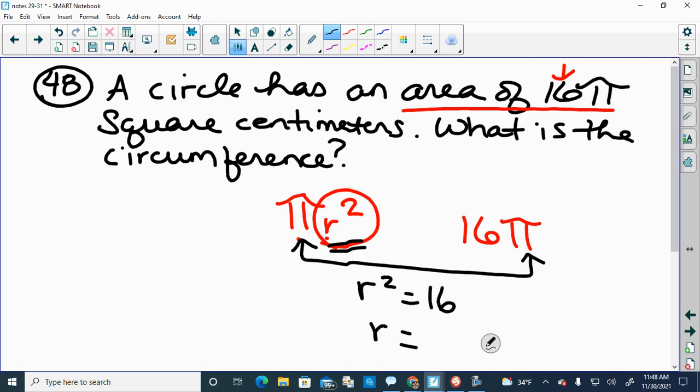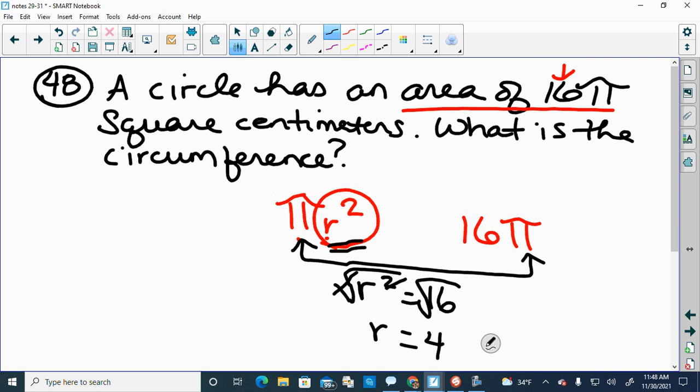So what you're doing to get the r by itself, the opposite of square is to take the square root. When I take the square root, it gets rid of the square. But what I do to one side, I've got to do to the other side. So the square root of 16 is going to be 4. Okay, so now we have the r.